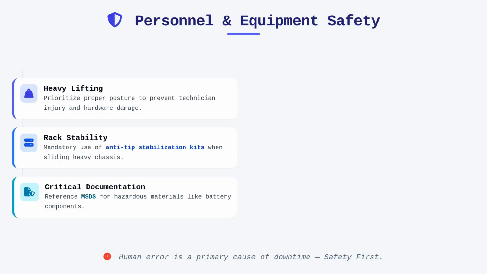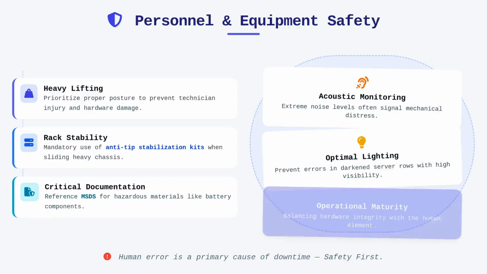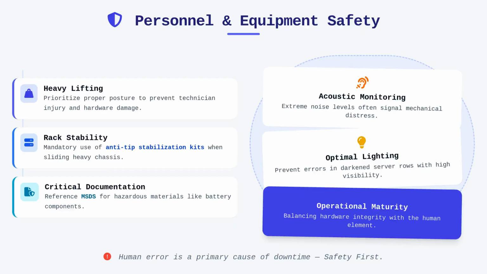Documentation is your most important tool in these scenarios, specifically the material safety data sheet collection, which provides necessary information on any hazardous materials present in the facility, such as battery components. Furthermore, managing the ambient noise and lighting levels is a matter of ergonomics, as extreme acoustic levels can indicate mechanical distress while poor lighting inevitably leads to mistakes when working behind darkened server rows. Maintaining an environment that respects both the hardware and the human element is the definition of operational maturity.